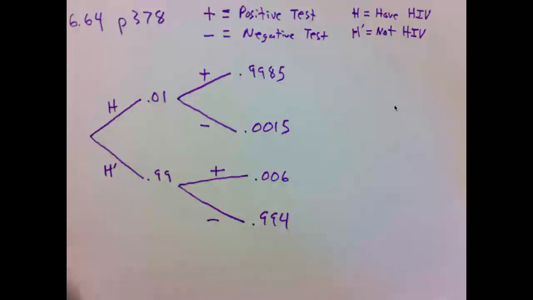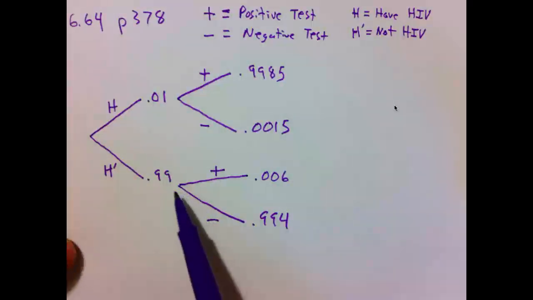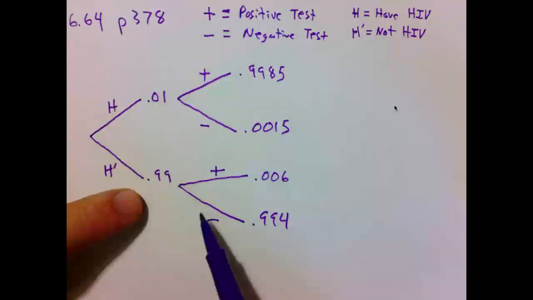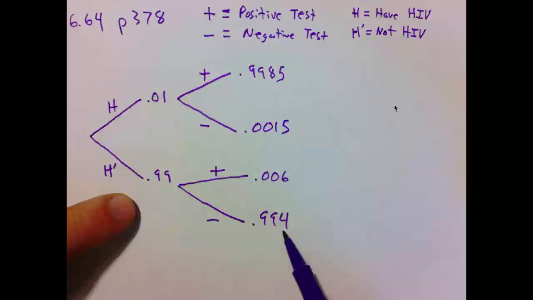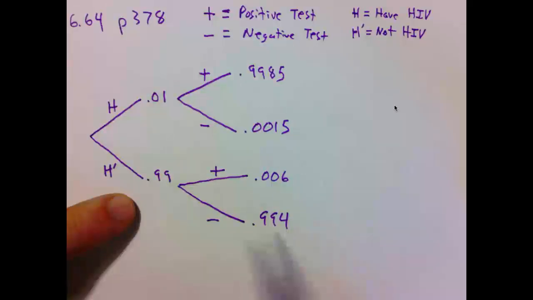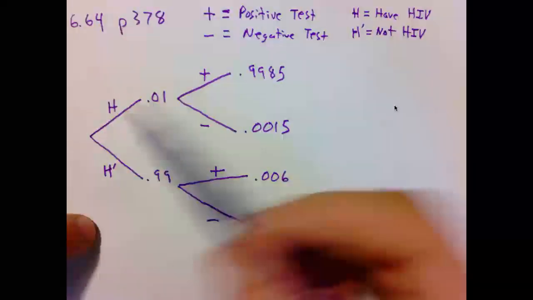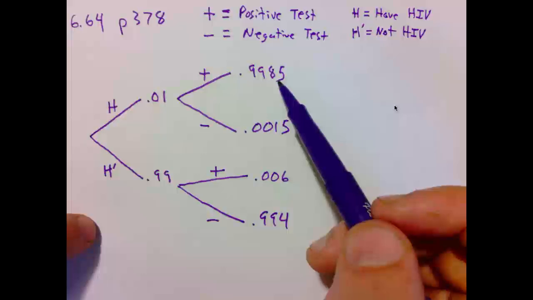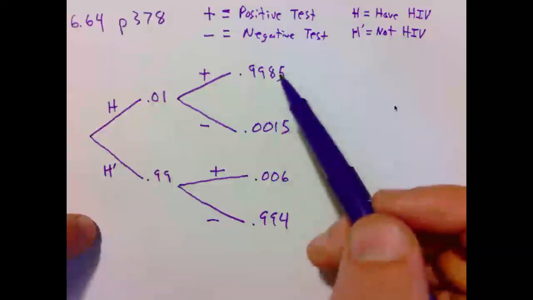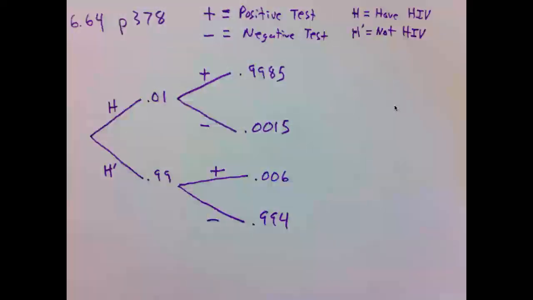Alright, so these are the facts as presented in the problem. It looks like the test is very accurate. If you do not have HIV, 0.994, that proportion, you will return a negative test. 99.4% of the time it will return negative. If you do have the virus, even more accurate, 99.85% of the time. 9,985 times out of 10,000 it will say such. So the test appears remarkably accurate. Alright, that was part A.